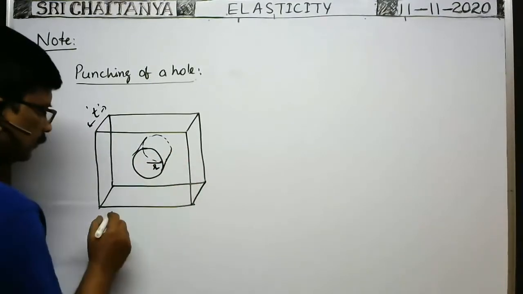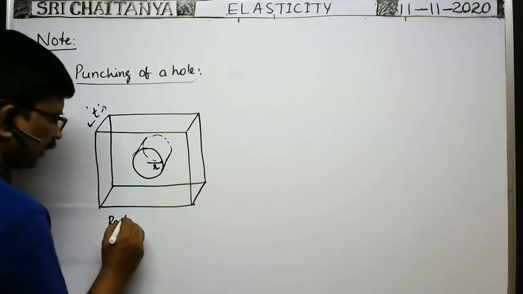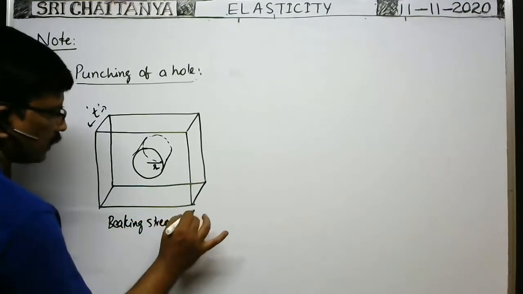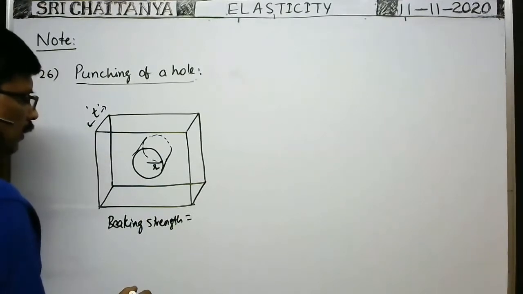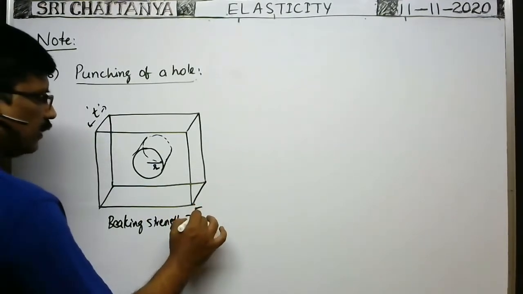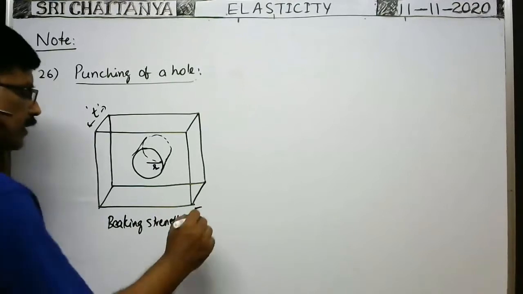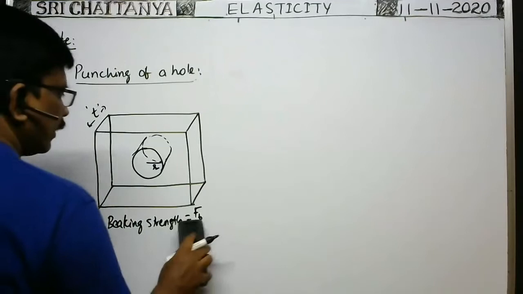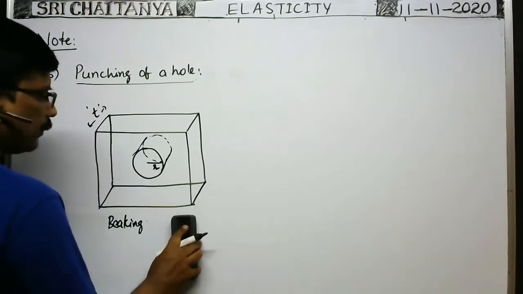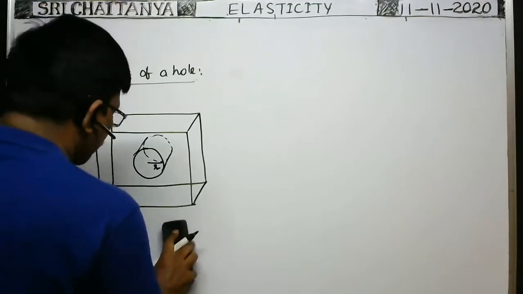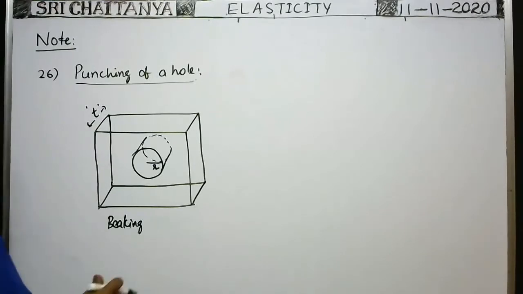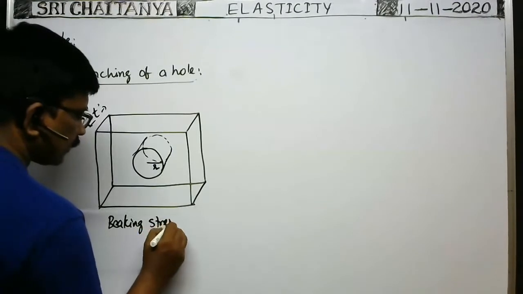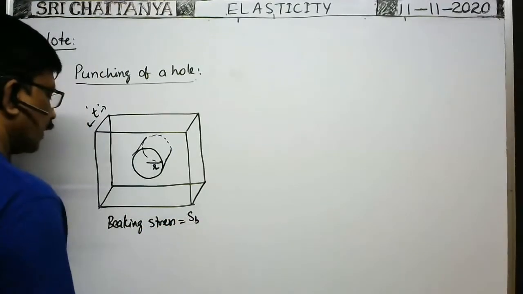Breaking stress of the metal will be given. Breaking strength is equal to, say, FB. That is the force required. Breaking strength is not given; breaking stress is given, because that depends on the nature of the material. So breaking stress of this metal plate is given, that is equal to SB.